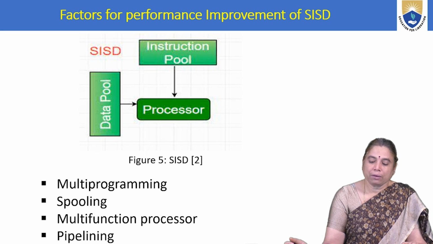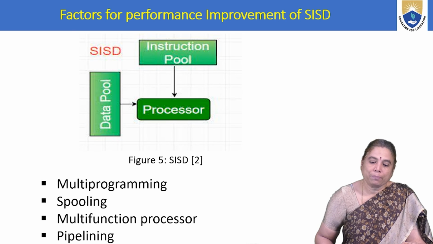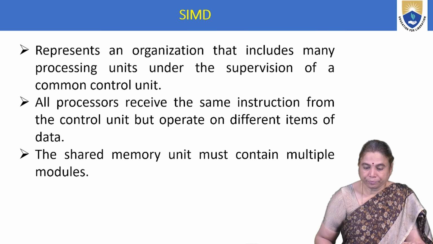Here the data pool and single instruction pool are connected to the processor. The performance improvement can be done with multi-programming, spooling and multifunctional processors, and with pipelining, the performance of the SISD architecture can be improved.